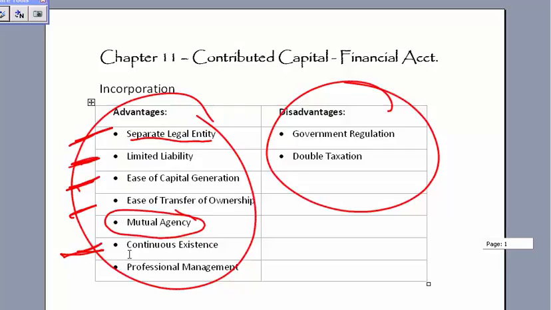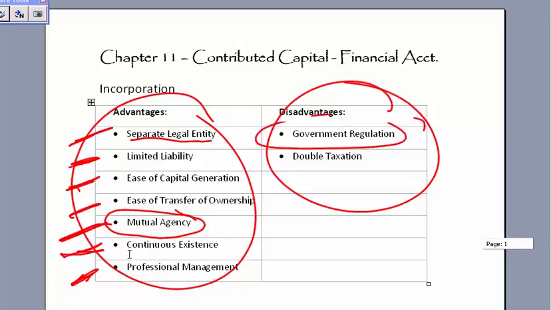Mutual agency is a disadvantage of partnership, that when one person enters into a contract, everybody in the partnership is bound by that contract, so you don't have that mutual agency problem in a corporation. You have professional management, typically, in a corporation, that are running the business, as opposed to a sole proprietor who may or may not know what they're doing.